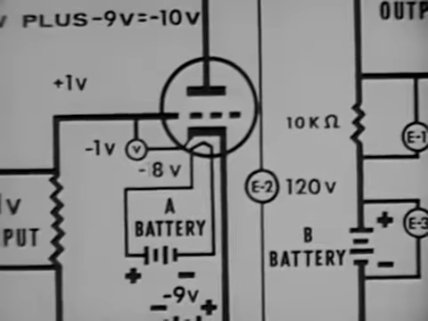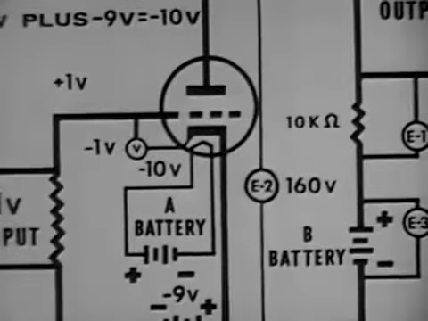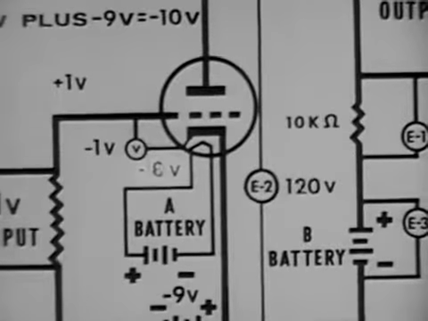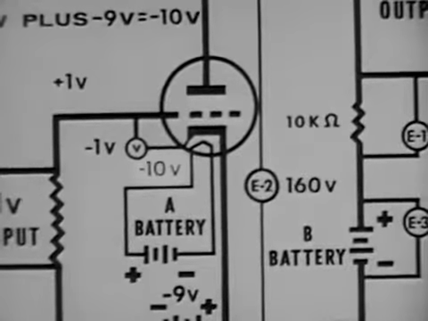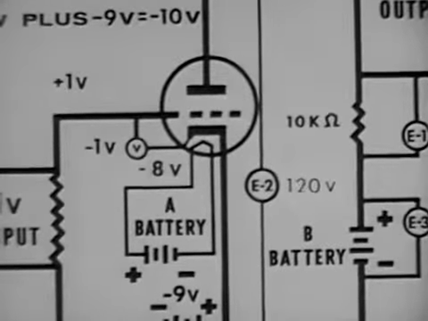Comparing the voltage change between the grid and the cathode to the voltage change between the plate and cathode, we find that there is a 2-volt change in the grid circuit, and a 40-volt change in the plate circuit. We have thus amplified the signal voltage 20 times.